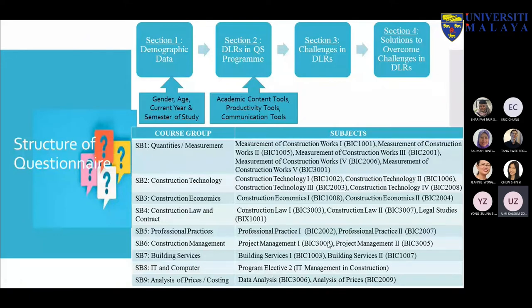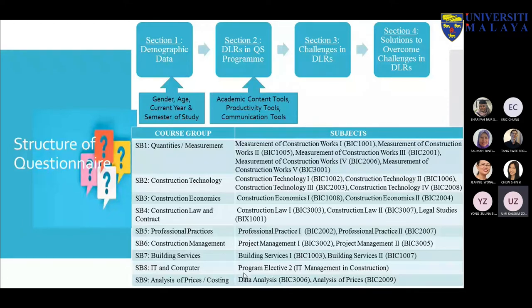And for construction economics, there are 2 subjects involved. For construction law and contract, we cover construction law 1, construction law 2, and legal studies under this category. For course group number 5, professional practices, there are 2 subjects. For construction management, there are project management 1 and project management 2. For building services, there are building services 1 and building services 2. Whereas for IT and computer, it is more towards the program elective, where we have IT management in construction. And the last course group is analysis of prices and costing, which focuses on data analysis and analysis of prices.